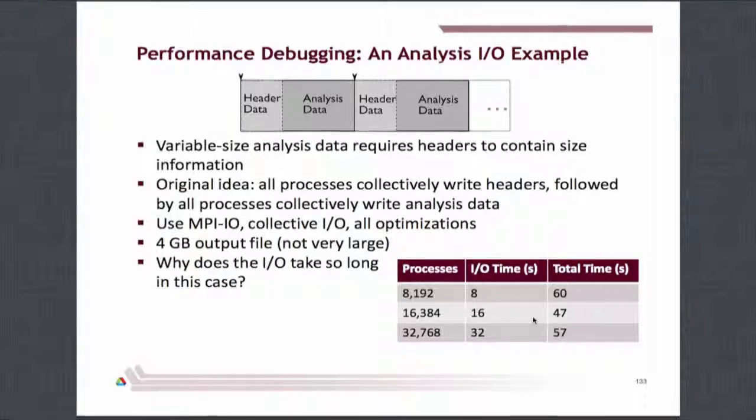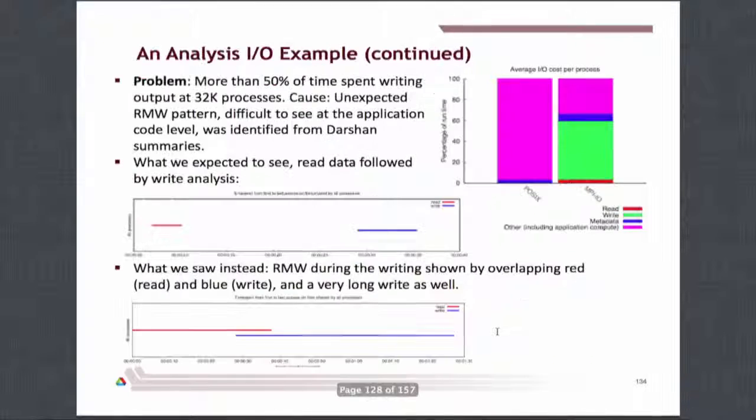But when they went to scale up this code, what they found was that as they went from 8,000 to 32,000 processes, they expected the total execution time to go down, and it did a little bit, but then it came back up. And the reason is because the I/O time kept getting worse and worse as they used more processes. And so it wasn't obvious from looking at the code why there was a problem here.